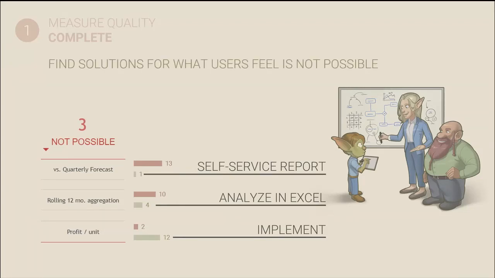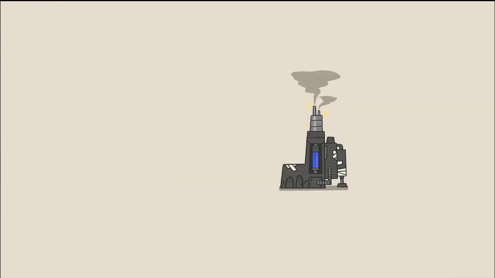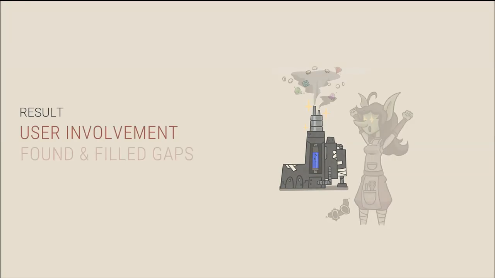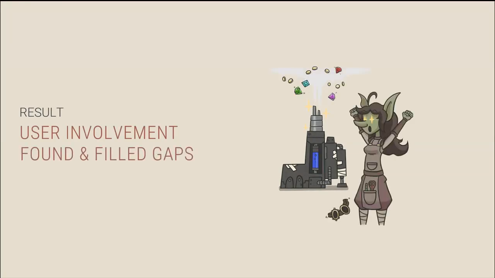So it's important that we find solutions for what users feel are not possible, because otherwise, if we set this into production, these are all going to be surprises that come out of the woodwork that make for reasons why the users are not using our report. So Clonk and Bing go through this exercise, and the result is that they had more user involvement and had found and filled some gaps in their design. They also reused this solution for user acceptance testing, which helped them go through a really simple process to identify quality issues with their data.